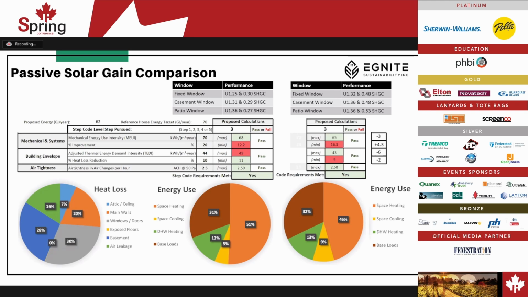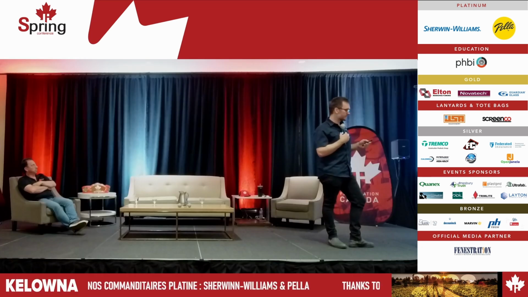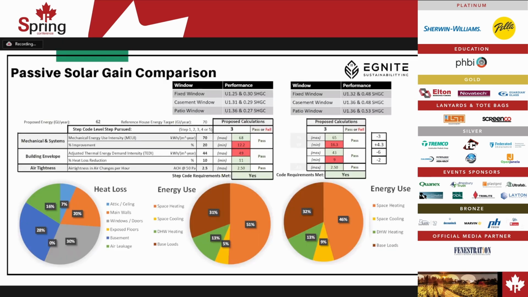Percent improvement goes from 12.2 up to 16.3. That's a 4.3% energy efficiency upgrade on the mechanical and system metrics. Our thermal energy demand goes from 49 to 43. That's a 6 kilowatt per hour per year decrease.